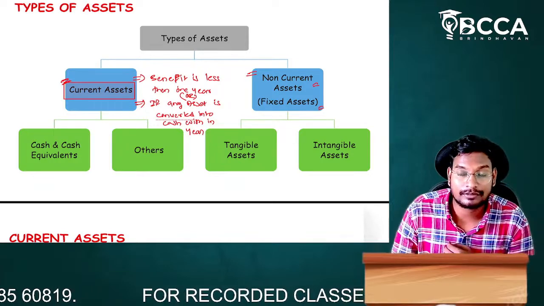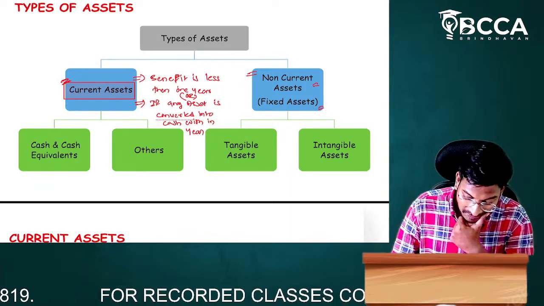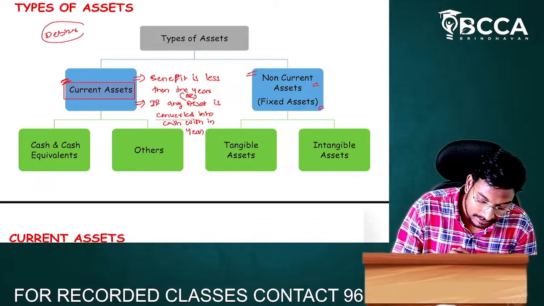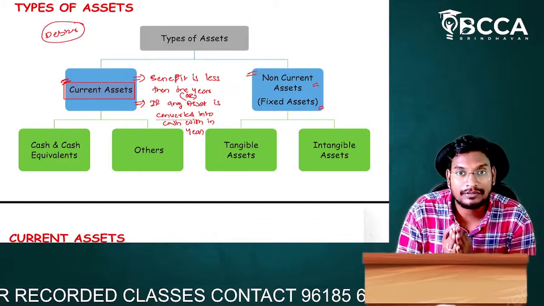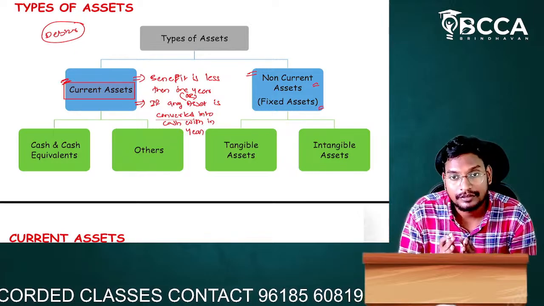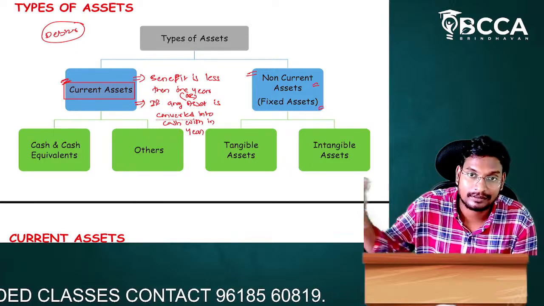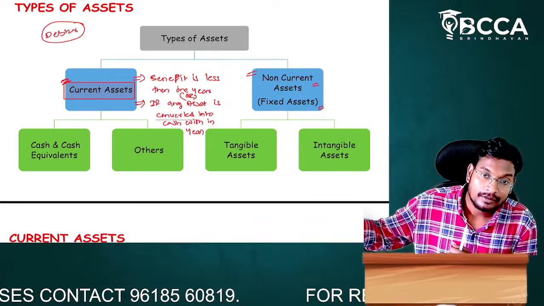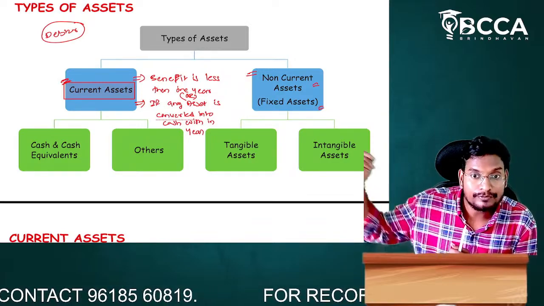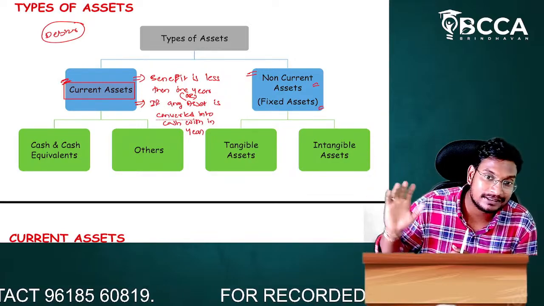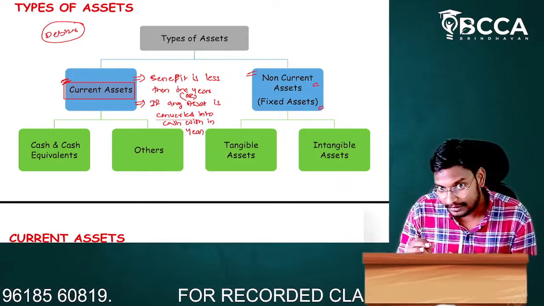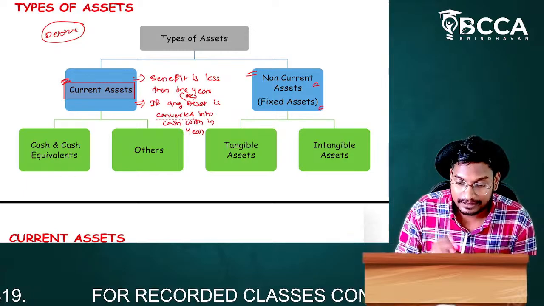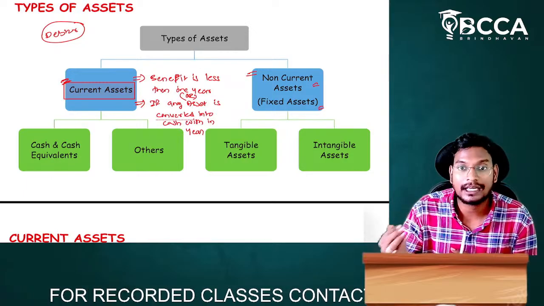I will take an example for the current asset: debtors. What is the meaning of debtor? If we make credit sales, the person to whom we have sold the goods on credit is called a debtor. From the debtor, we have to receive the amount.